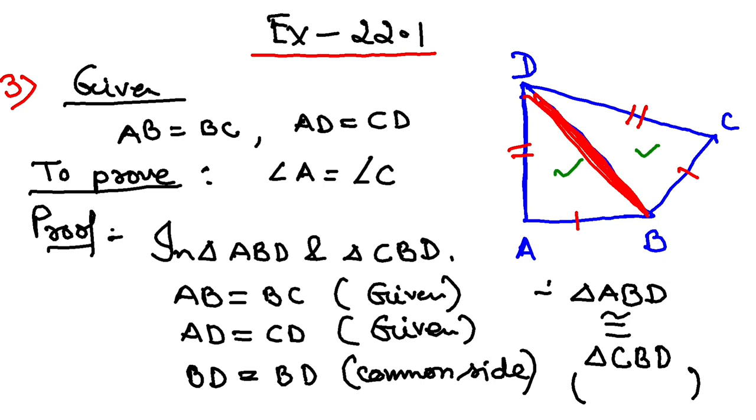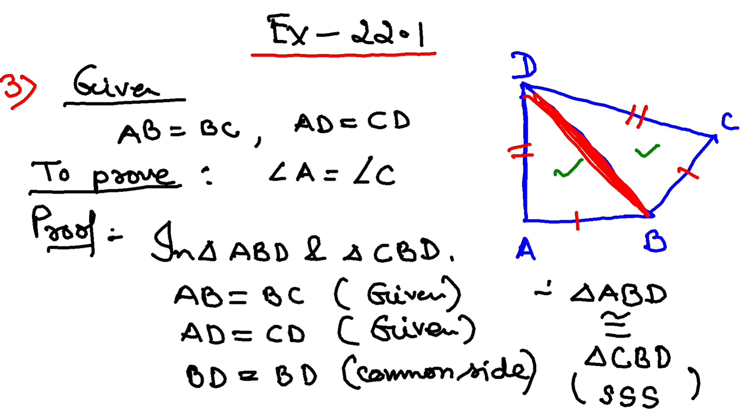Now what is the rule? To decide the rule, we have already studied the rules. Look at one triangle and observe carefully. Observe triangle ABD. I have taken the side AD, the side AB, and the side BD. I have not taken any angle. Obviously, I have taken three sides only. So my rule is going to be S, S, S, side, side, side. So by side, side, side rule, these two triangles are congruent.